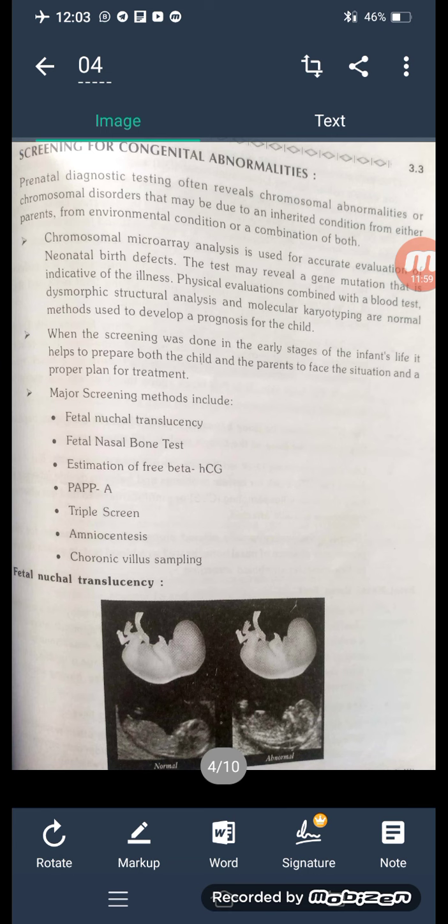So this is about the screening for congenital abnormalities. If you have any doubts from this topic, tomorrow we will discuss.